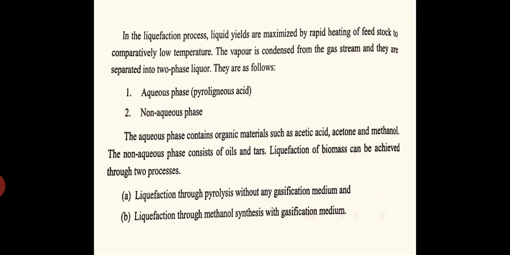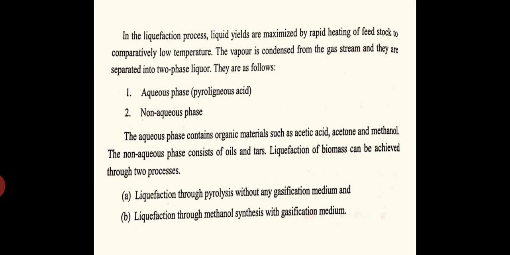In the liquefaction process, liquid yields are maximized by rapid heating of the feedstock to comparatively low temperatures. So, during liquefaction, we increase the yield by rapid heating at comparatively low temperatures. Low temperature heating at a rapid rate is done inside the reactor, but remember, inside the reactor we have very high pressure, so the vapors are produced from the biomass fed into the reactor.